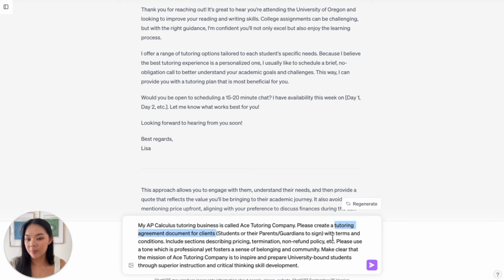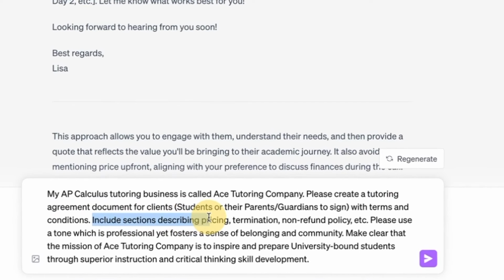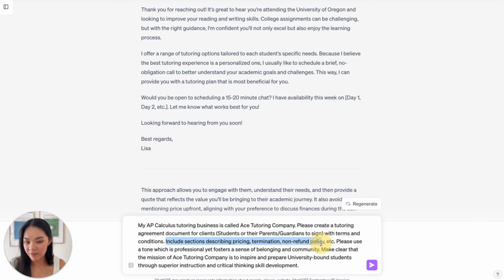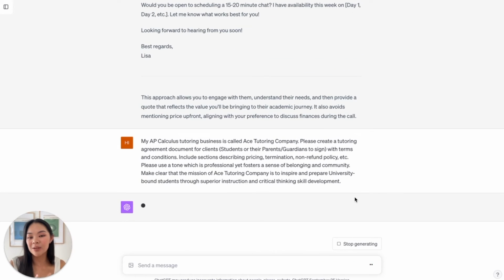What you can do is to create a tutoring agreement document for your clients and with you as the company. So I've written here, include sections describing pricing, termination, non-refund policy. Please use a tone which is professional yet fosters a sense of belonging and community. Make clear that the mission of Ace Tutoring Company is to inspire and prepare university-bound students through superior instruction and critical thinking skill development. So let's see what it spits back out.